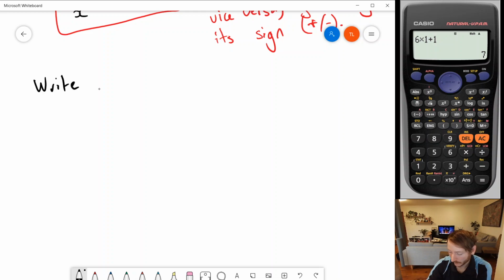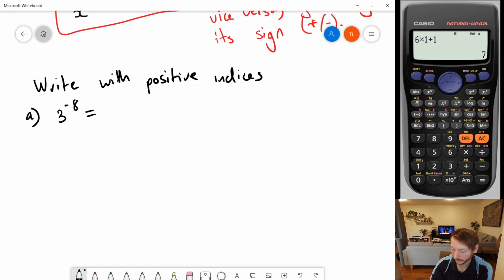Write with positive indices. And let's say it was 3 to the negative 8. Well, easy one to start. I need to write this with positive, so I need to change the sign of negative 8 to just be 8. So I know I want 3 to the 8, but because I'm changing the sign, it has to swap from the top, because remember this is all over 1, from the numerator to the denominator. So that's my answer, 1 over 3 to the 8.